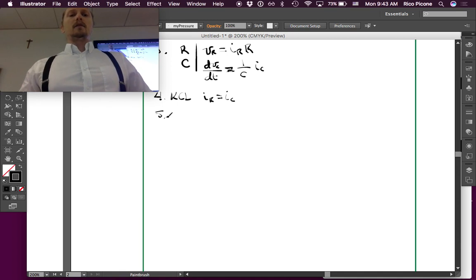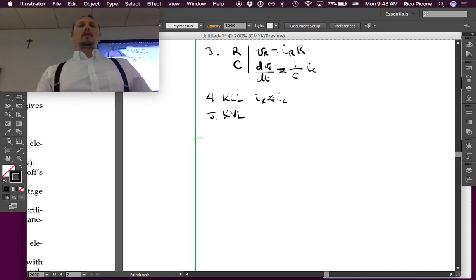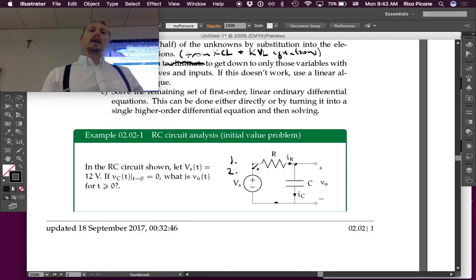Step 5, KVL. We need to write KVL for every loop that doesn't have a current source in it. And we've got ourselves only one loop. And so it says that if we sum the voltage drops around this loop, then we get 0. So we have, for instance, VR plus VC minus VS equals 0, right?